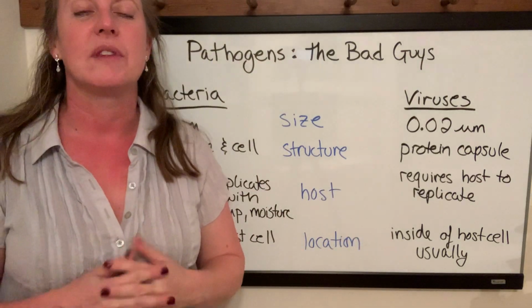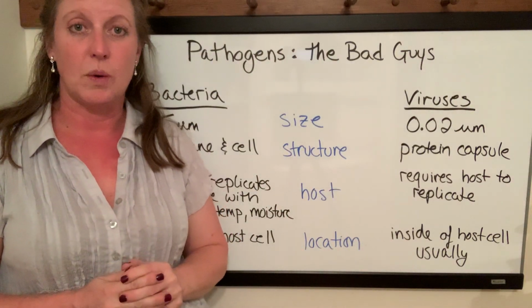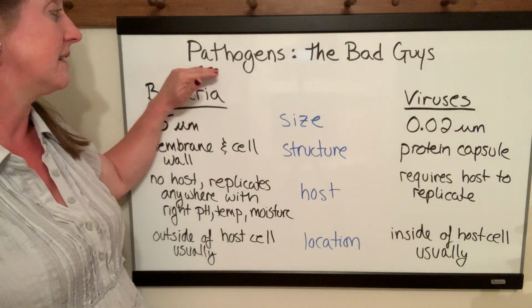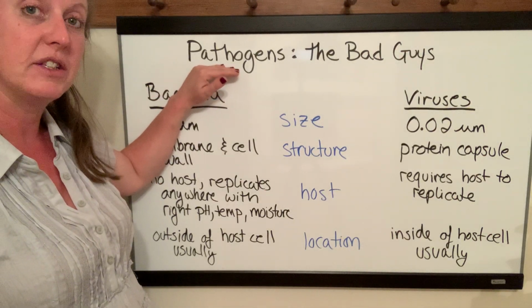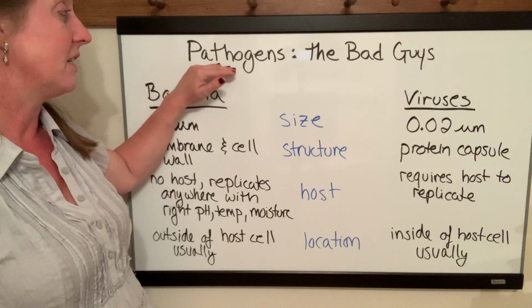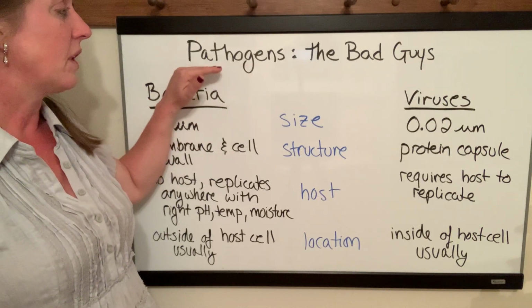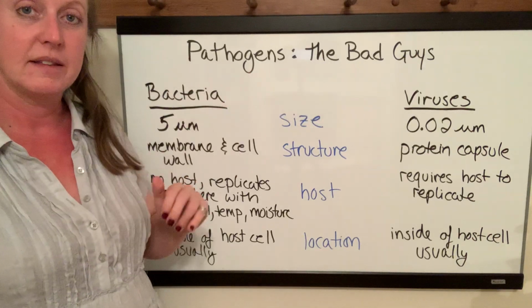Pathogens are organisms that cause disease when they get into our body. In fact, the word means to generate or create disease. Path, like pathology, is the study of diseases, and gen is to generate or create. So in other words, pathogens are the bad guys.